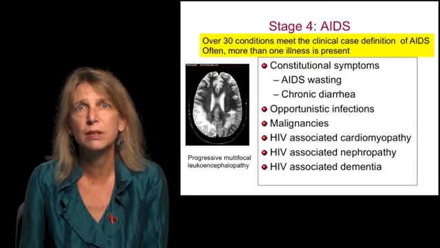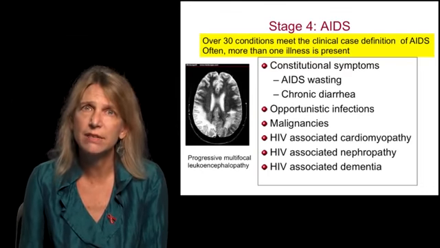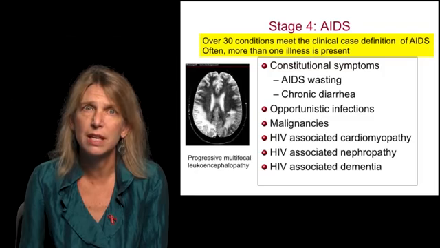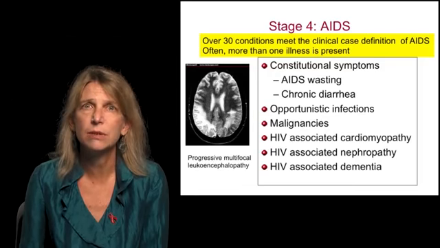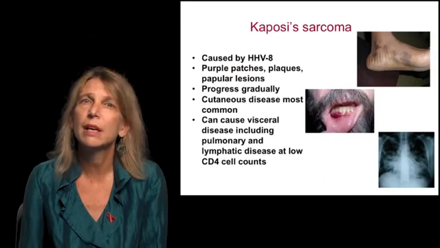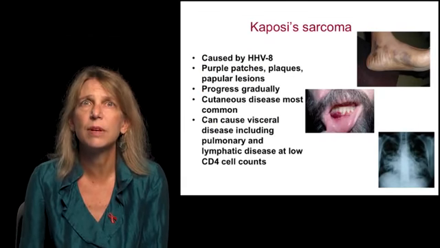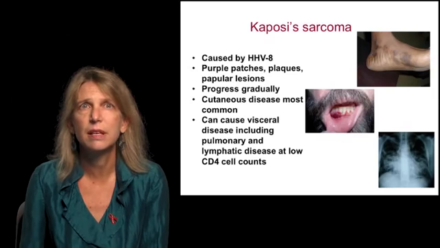AIDS conditions include HIV-associated cardiomyopathy, HIV-associated nephropathy, and HIV-associated dementia. Now I will discuss a few of the classic and common AIDS-defining conditions.